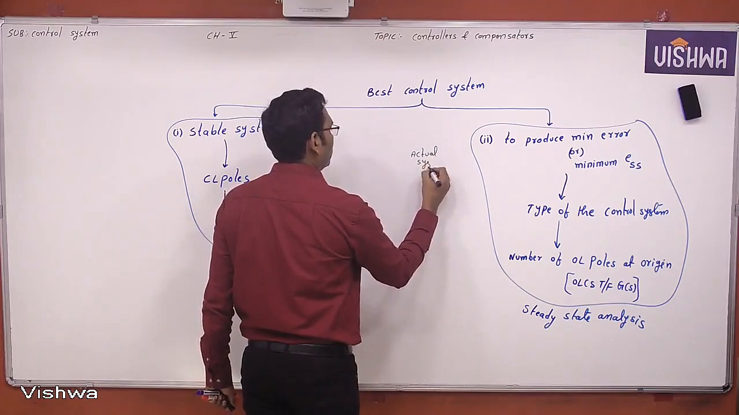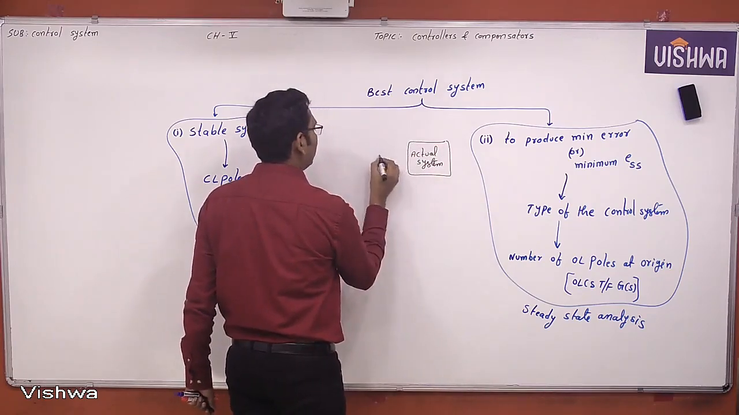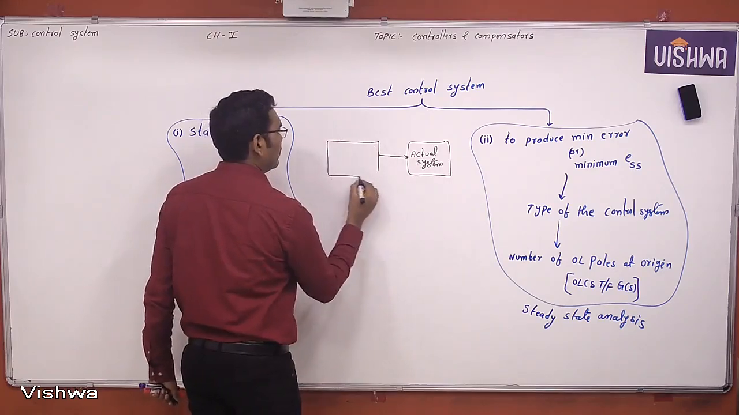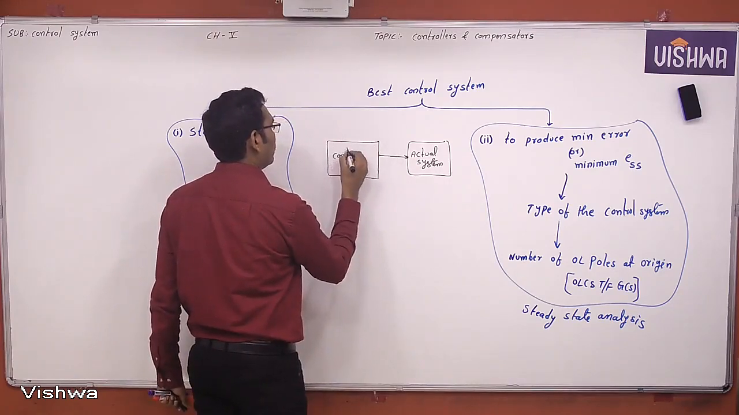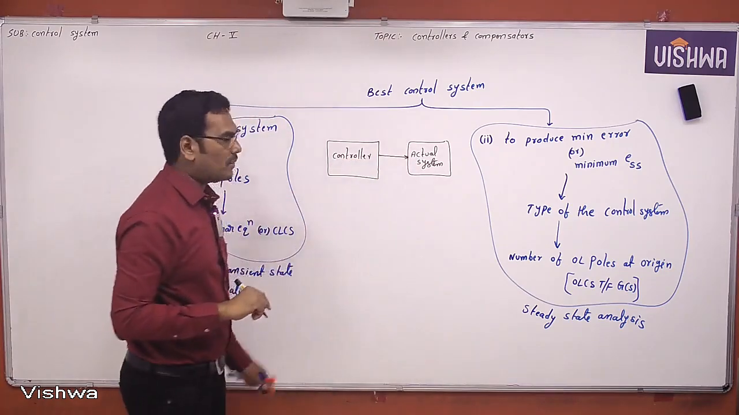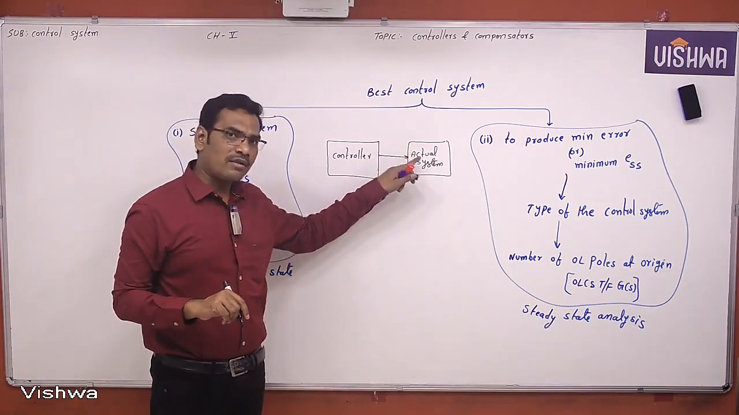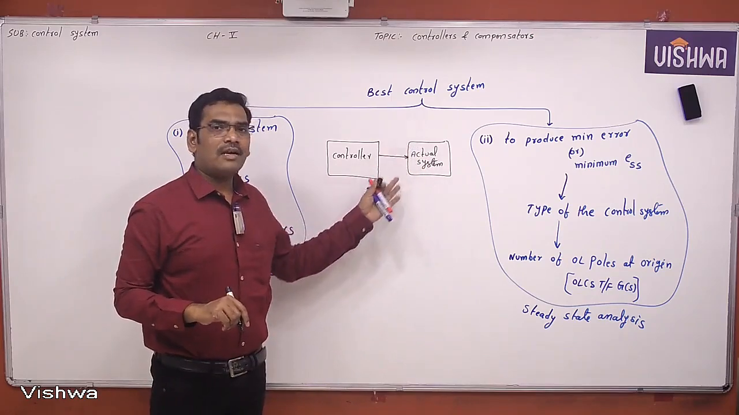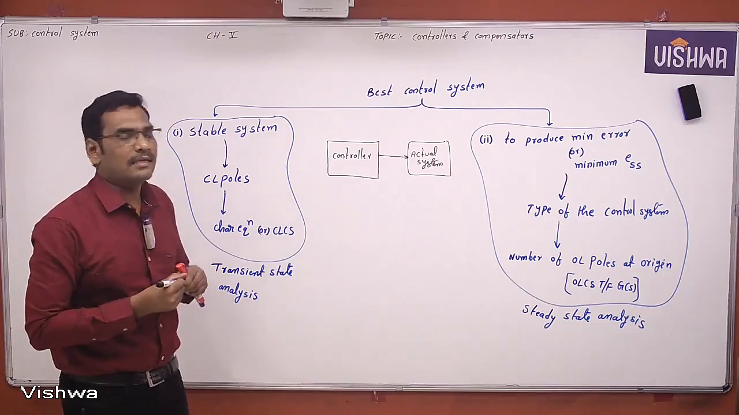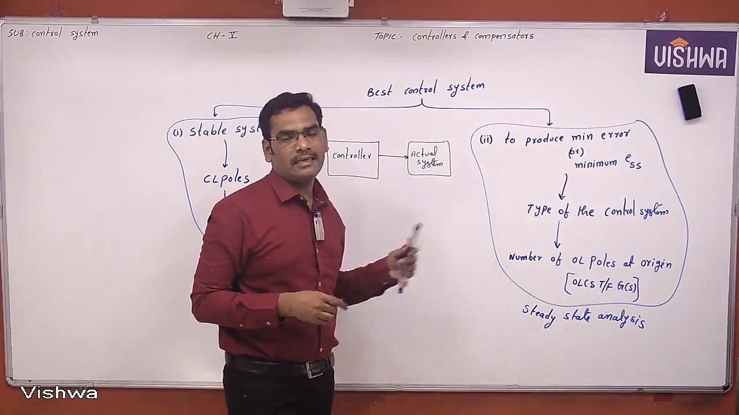Actual system. Now for this actual system we need to apply some controller. So when we apply this controller to this actual system, the controller produces some controlling actions on the system such that the actual system will try to get the best performance or best characteristics, which is nothing but the best transient state analysis or the best steady state analysis.